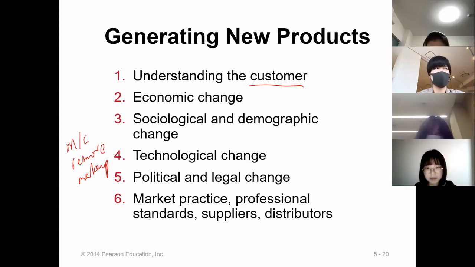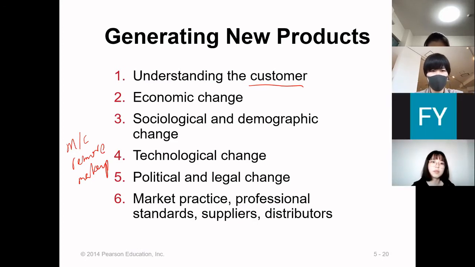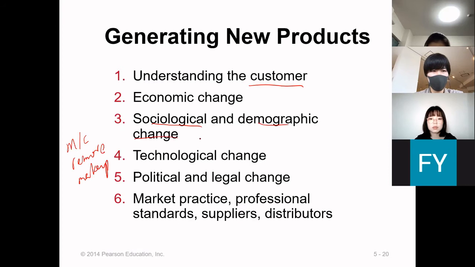So there is always need. There is always need for new things, and so the producers must understand the customers, right? Because of economic change, because of sociological and demographic changes. What about old people? What is happening to people who are getting older? They need robots to take care of them today. So they have assistants.